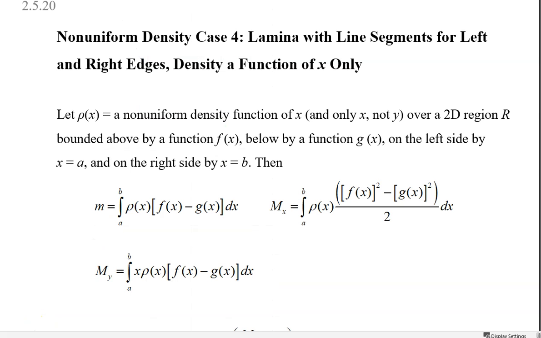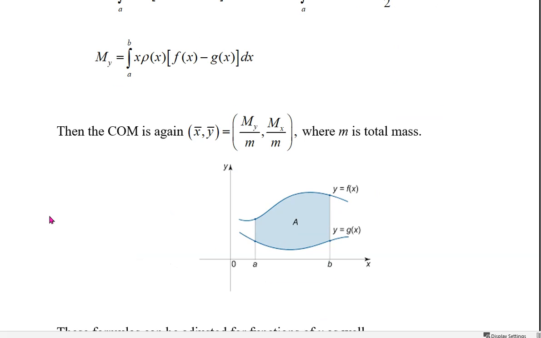We have one case left to consider. This is case 4 with non-uniform density, where the density depends only on x, and we have line segments for the left and right edges, but we have curves for the top and the bottom. Since our density now depends on x, it cannot be factored out of the definite integral, and will have to stay in each of the integrals until after the integration is complete. It cannot cancel out, even though it appears in both the numerator and denominator of the centroid and center of mass functions. Let's take a look now at what this would look like.